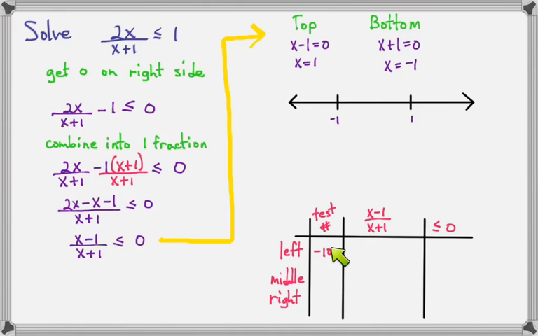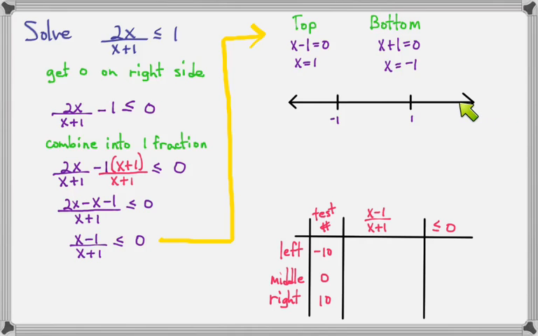So for the left section, I'm going to choose negative 10. It doesn't have to be negative 10, just anything in this left section. For the middle number, I'm going to choose 0. That's the easiest thing to choose in between negative 1 and positive 1. And for the right number, I choose 10, although you could have chosen anything as long as it's to the right of 1.